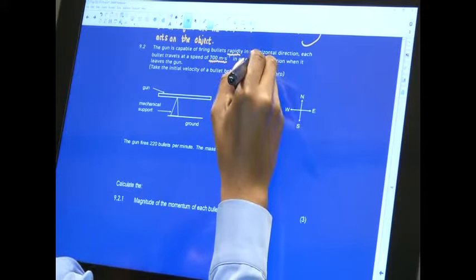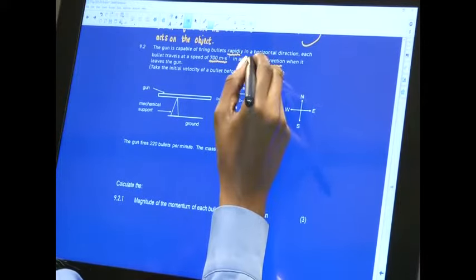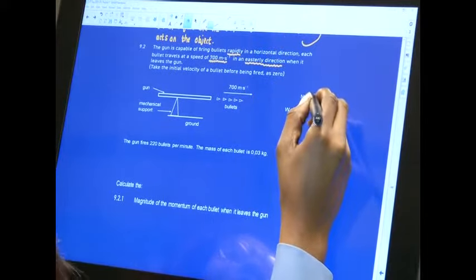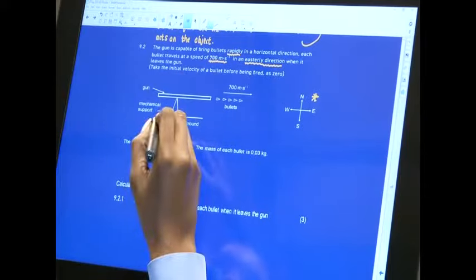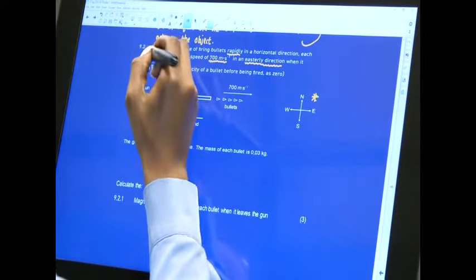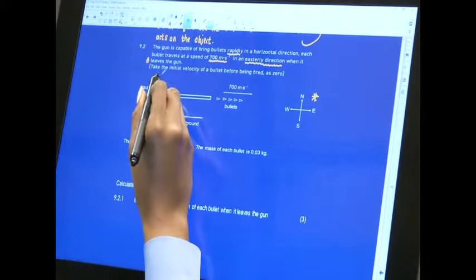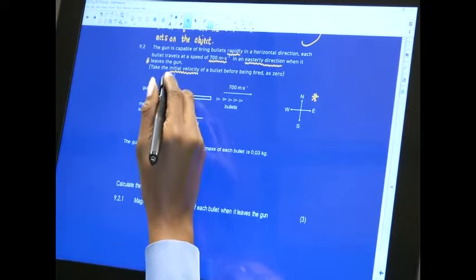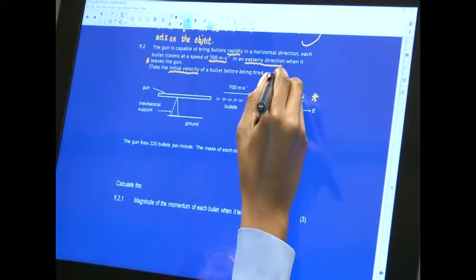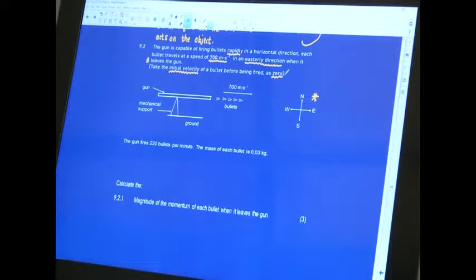in an easterly direction. Do you see the lingo again? They're not talking about left or right, they're talking east and west. And here they've given us a little compass. In an easterly direction when it leaves the gun. So already I must think about something when something leaves the gun. Because here I'm told to take the initial velocity, remember initial is the starting velocity, of a bullet before it is fired as being 0. Which makes sense, because if you load a gun, the bullets are sitting inside there waiting to be fired. Remember, if something is stationary, standing still, or motionless, then the velocity is 0.